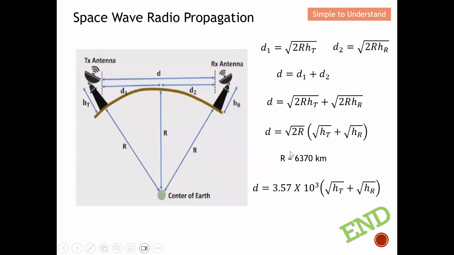We know that the radius of the Earth is equal to 6370 kilometers. If I do this square root of 2R, I will arrive at this number. From this equation, we derive the maximum possible distance with the given height of the transmitting antenna and also the receiving antenna. So in short, this is what I have for space wave propagation.